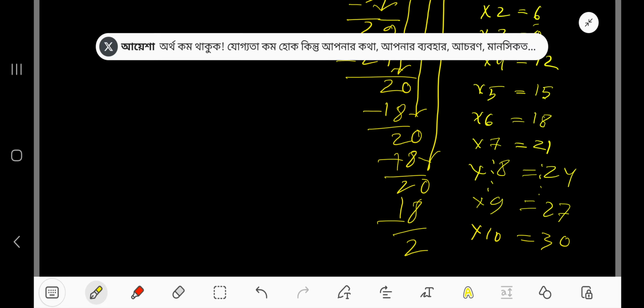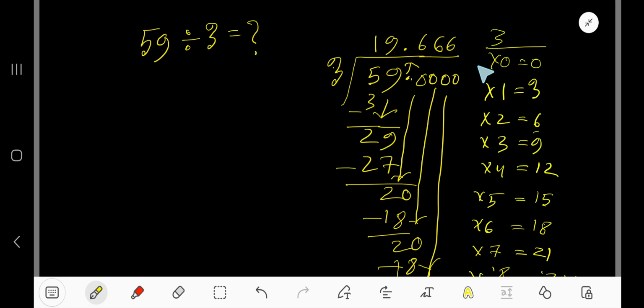You can bring down more 0s, but since we have gotten 3 digits after the decimal, we can place 3 dots. Our answer is 19.666 dot dot dot. You can place a bar over 6 to mean that this digit is repeating. So our answer is 19.6 bar.